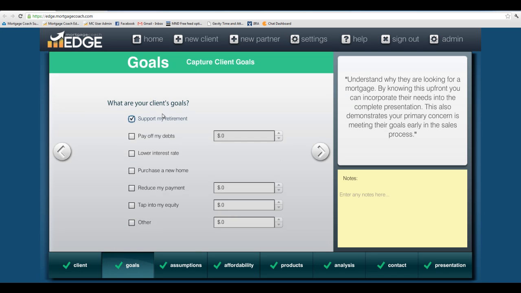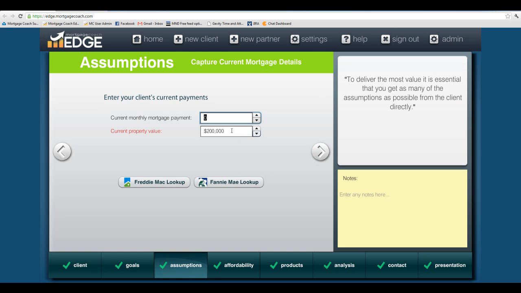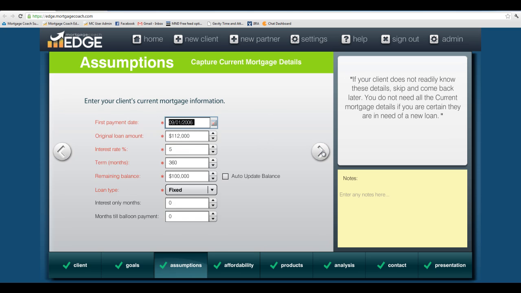In the goals section, it really doesn't matter what you choose as long as you don't choose purchase a new home, because you do want to display a current mortgage. And then make sure and enter the current property value. Now when you get to the current mortgage, just enter it as you normally would.